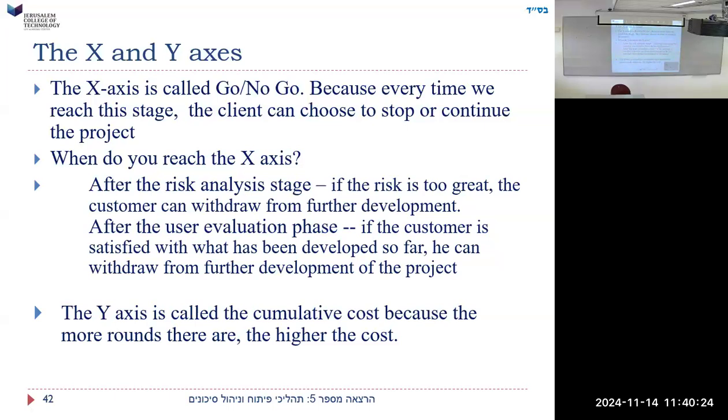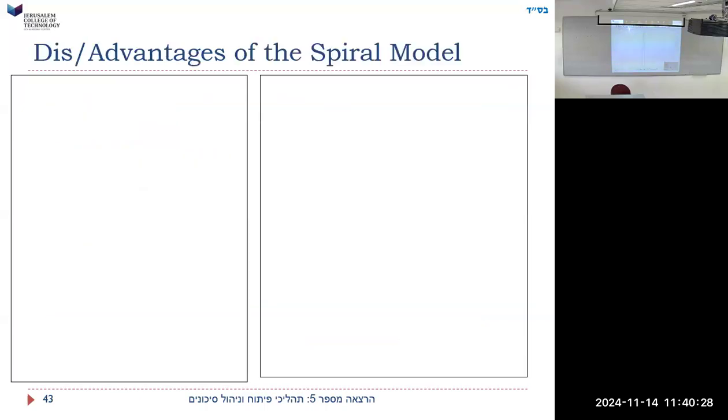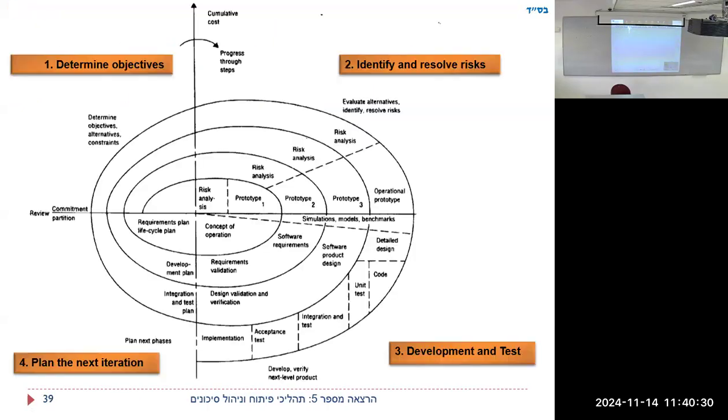The y-axis is called the cumulative cost because the more rounds there are, the higher the cost. As you go higher up here, you're doing more and more stages, it's costing you more. That's true here too, as you go more and more out this way.